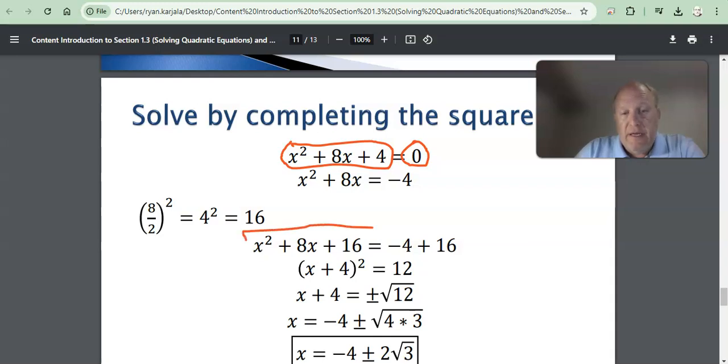Now notice, this here is a perfect square trinomial. What two numbers have a product of 16 and add up to 8? 4 times 4 is 16, and 4 plus 4 is 8. So you add 16 to this side, 16 to this side, and then you just use the square root method to complete the problem.